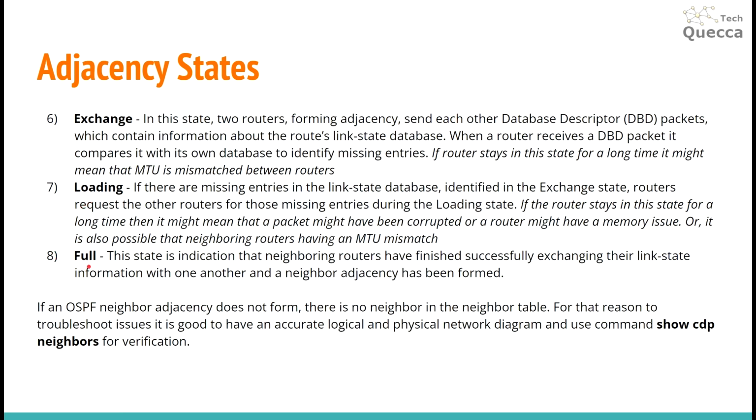And the last state is full. This state is an indication that neighboring routers have finished successfully exchanging their link state information with one another and neighbor adjacency has been successfully formed. If an OSPF neighbor adjacency does not form, there is no neighbor in the neighbor table. So if there is no neighbor adjacency, when you do show ip ospf neighbor, you will not see the neighbor in this table. For that reason, to troubleshoot issues, it is good to have an accurate logical and physical network diagram and then use the command show cdp neighbors for verification.